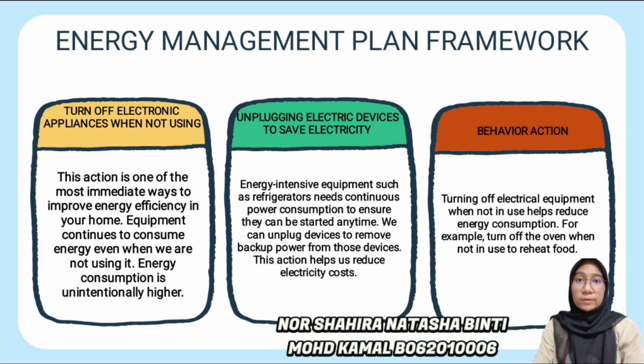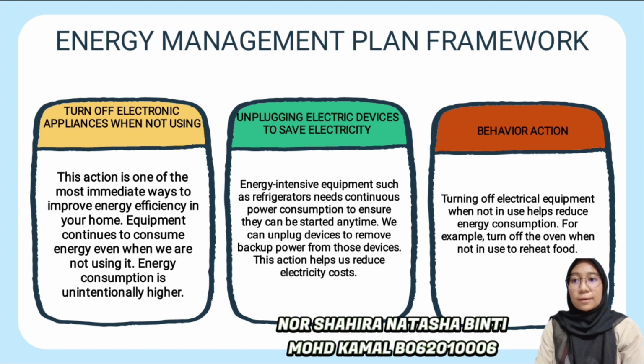Next, we go to the implementation plan. The first is to turn off electronic appliances when not using them. This action is one of the most immediate ways to improve energy efficiency in your home. Equipment continues to consume energy even when we are not using it, so energy consumption is unintentionally higher.